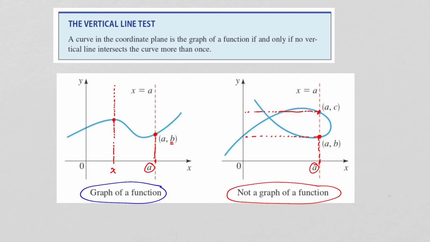And what that basically means is that when you draw a vertical line, again, the vertical line test says you cannot hit the graph more than once if you have a function. So the fact that we hit this graph twice there means that it's not a function. So the vertical line test is a very quick and easy way to determine whether a graph represents a function or not.